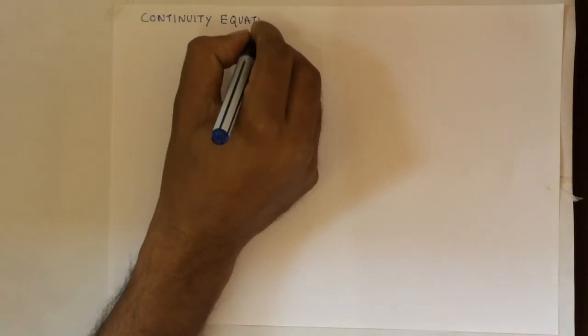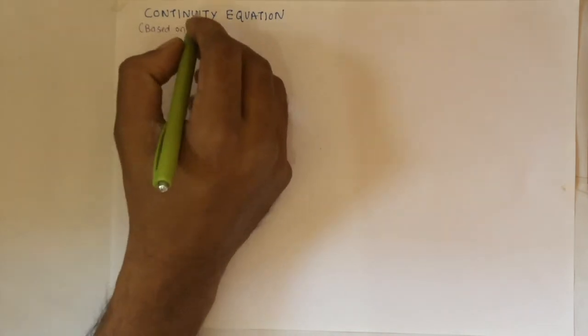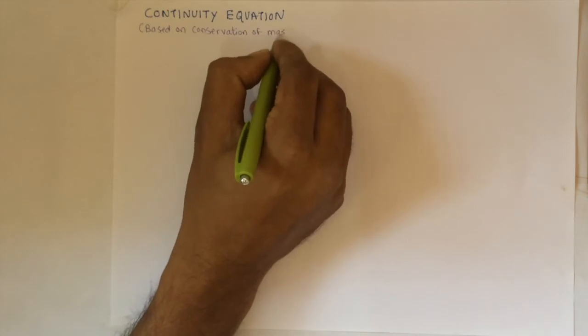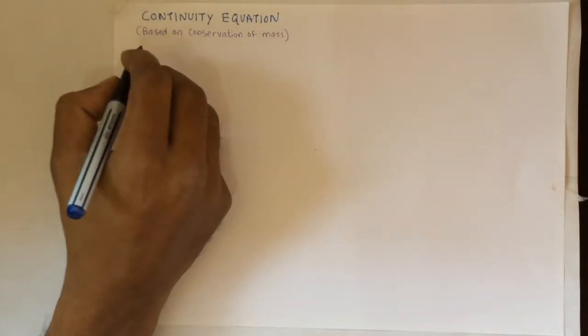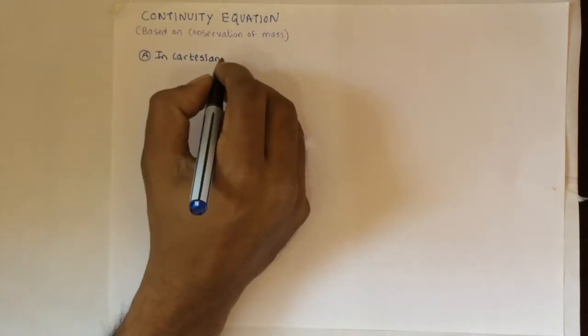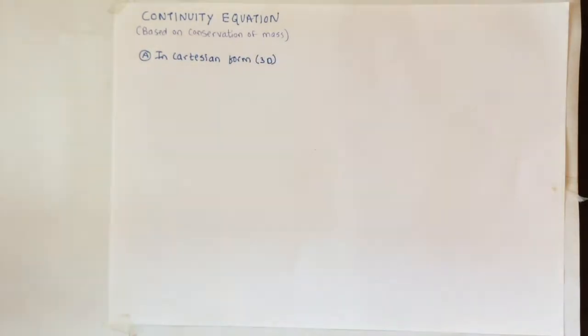Continuity equation. It is based on the law of conservation of mass, which states that mass flow rate through a system should be constant. In this video we're going to talk about the continuity equation, and we're going to derive it in rectangular Cartesian form in three-dimensional space.